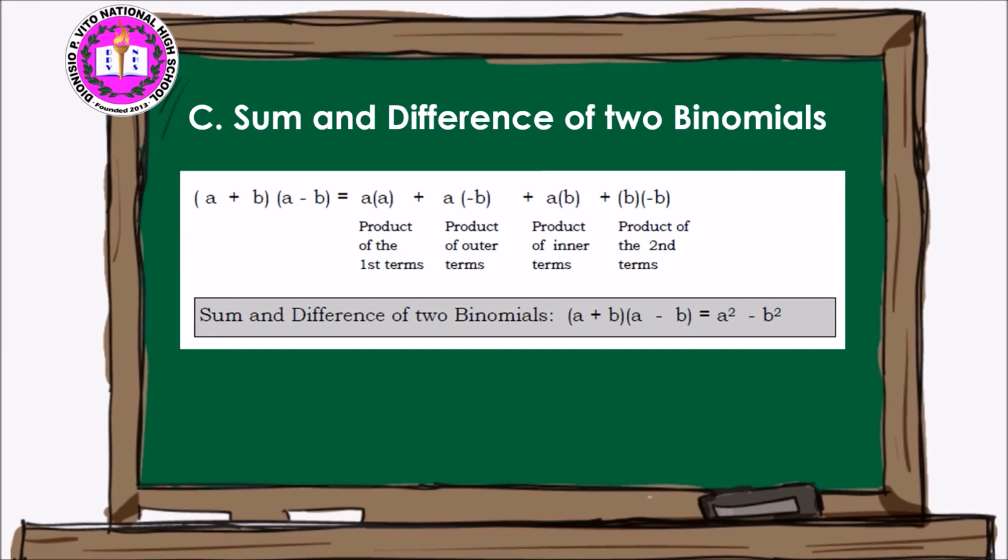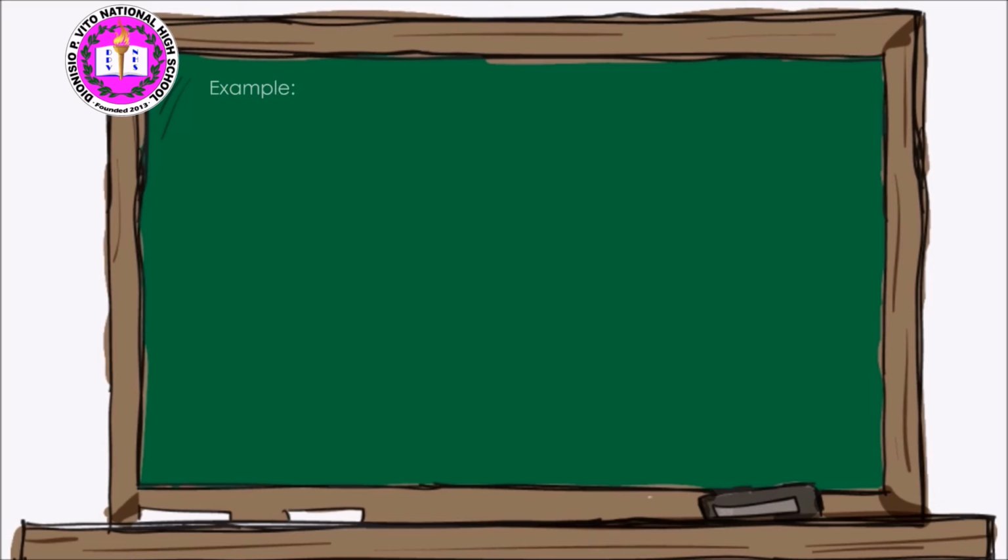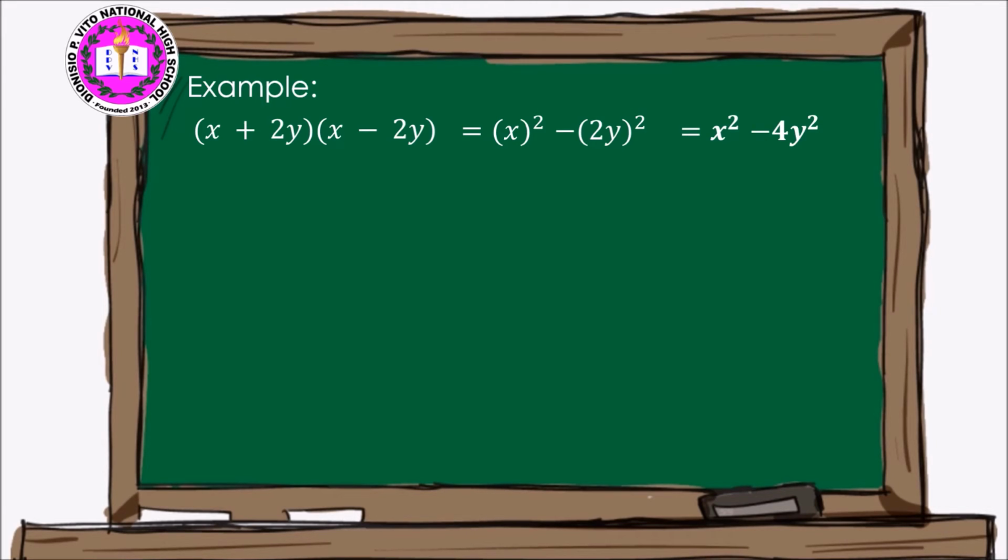For example, (x + 2y)(x − 2y) is equal to x² − (2y)², which is equal to x² minus positive 4y², so negative 4y². Therefore, (x + 2y)(x − 2y) is equal to x² − 4y².